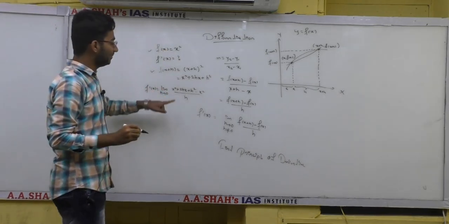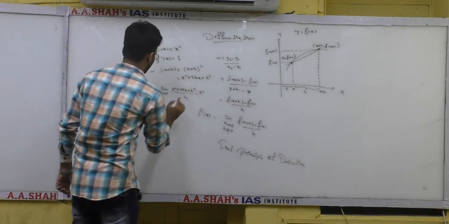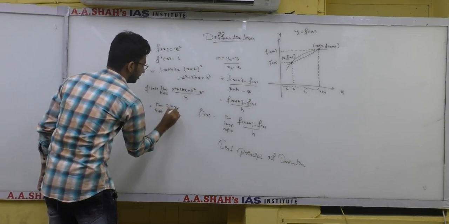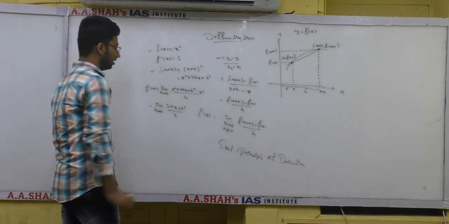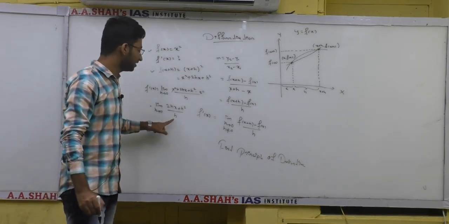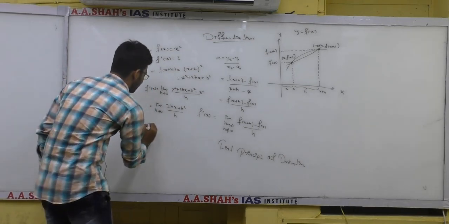Again we can see plus x square and minus x square get cancelled. Now what we have is limit h tending to 0, 2hx plus h square upon h. Now can I put the limit? No. Why? Because h is tending to 0. If I put h equal to 0, it will give me infinity. So now I will try to simplify it.